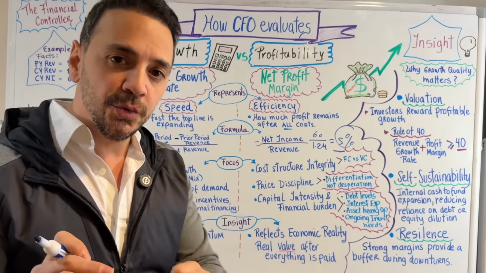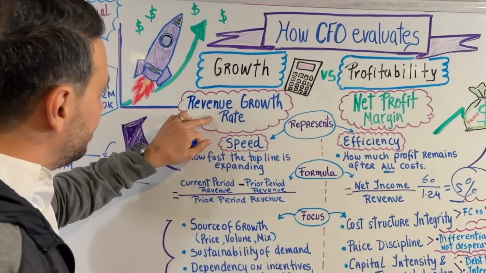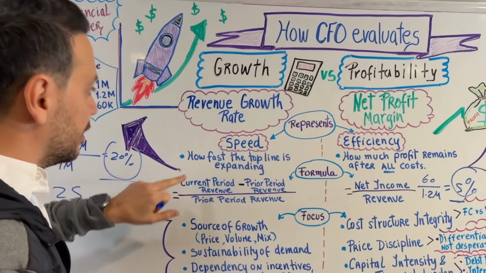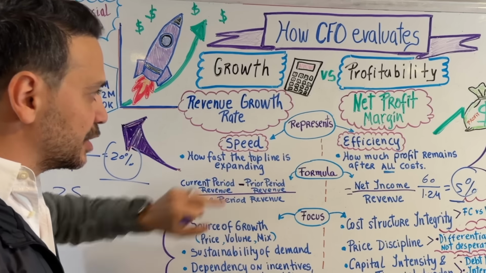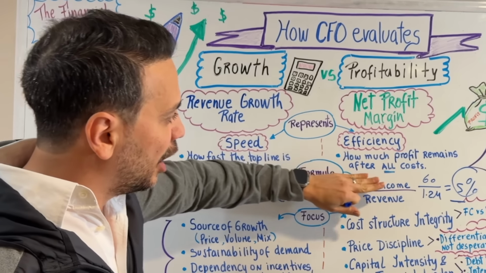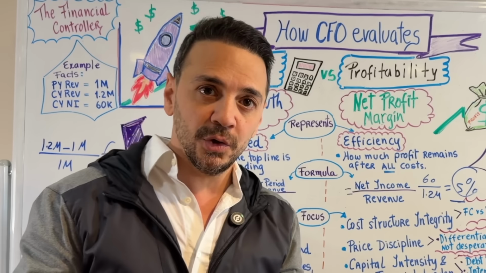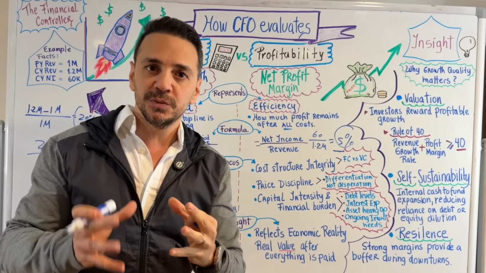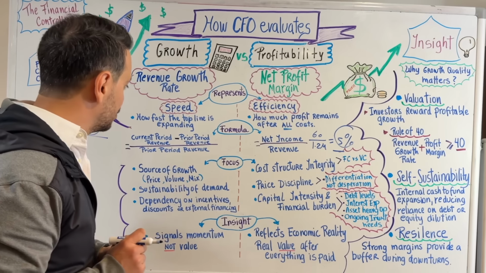Therefore, with these two very important metrics, revenue growth rate focuses on speed, how fast the top line is expanding, while with net profit margin, it's about efficiency, how much profit remains after all costs. And the combination of the two is used by CFOs and investors quite often.